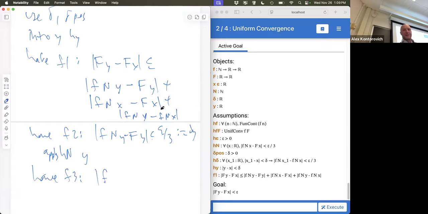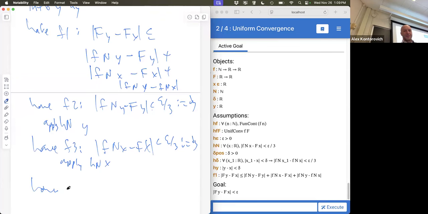Let's do the same thing, but at x. Fnx minus Fx is less than epsilon over 3 by apply Hn at x now. It's true for all x. We have to tell it what x to apply it to. And have F4. F4 is that Fny minus Fnx is less than epsilon over 3. And that's by applying H delta. Now, H delta is going to need a y. That's y. And the fact that y is within epsilon of x, that's hy. That's the horizontal distance is at most epsilon over 3.